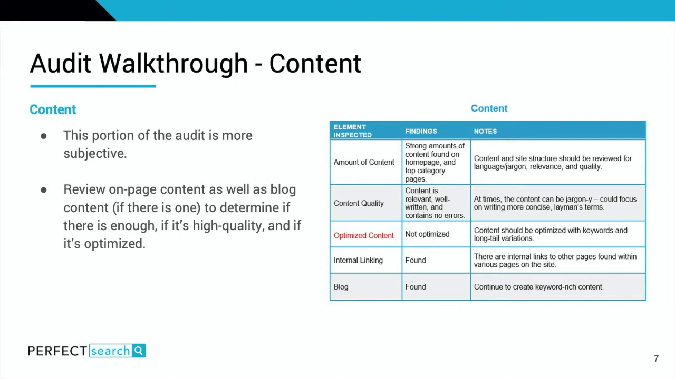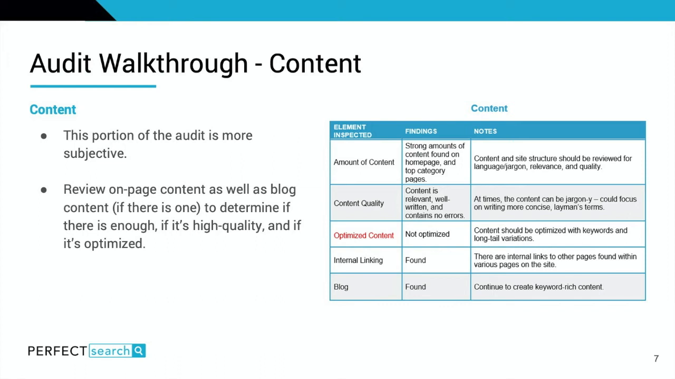So we have all of those sections on the right-hand side there, but you'll want to be reviewing on-page content as well as the blog content if they do have a blog to determine if there's A, enough content, B, if it's high quality content, and C, is it optimized.